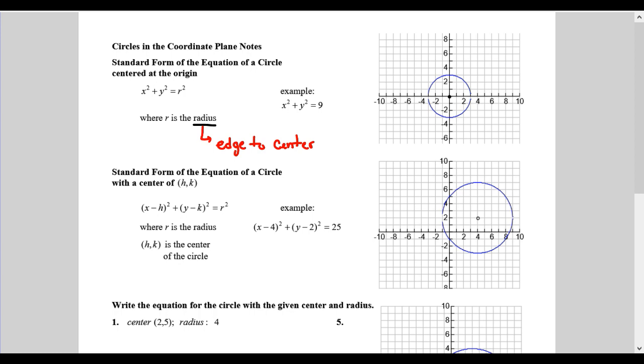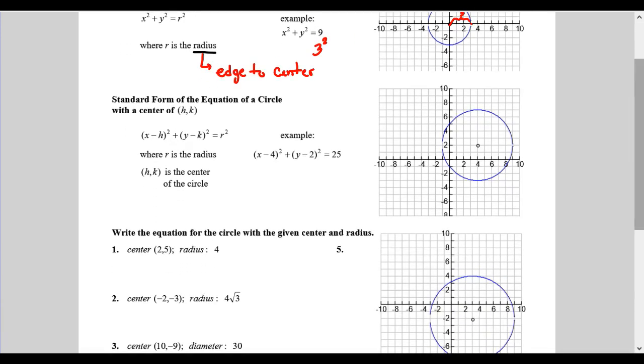Now, when I look at this example, if I look at this distance here, from the center to the edge, how far is that? 3. But in the equation it's 9, because 3 squared is 9. Okay? How can I go in reverse? So if I have 9, how can I figure out the 3? The square root. Square and square root undo each other. So you can square root 9, and that tells me that the radius is going to be 3. Okay?